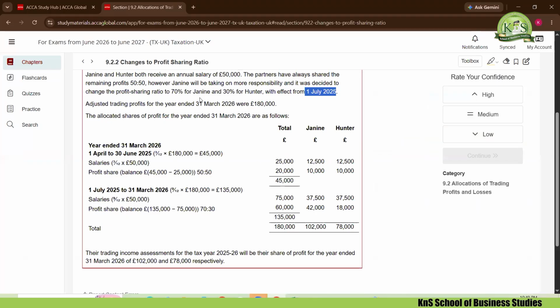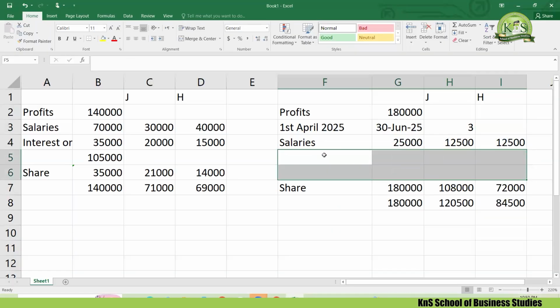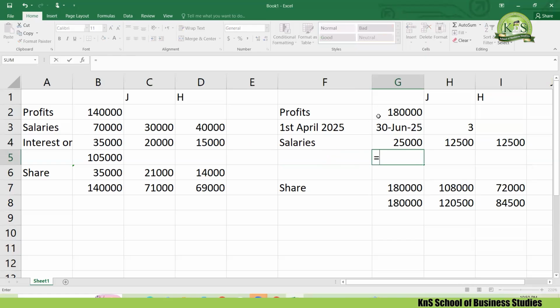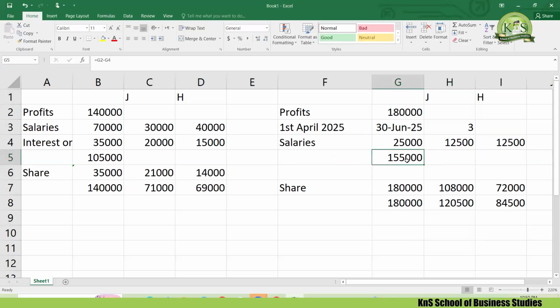Then next, what have they done? That's all. No interest on capital, nothing as such like that. So what will we do? We will take the profit share. Okay. So I'm just removing this line from here. So what will be the profit share? Let's find out the profit share at first. 180 minus 25,000. 155,000 is supposed to be done like how much? But for how many months is this 155,000 coming up?